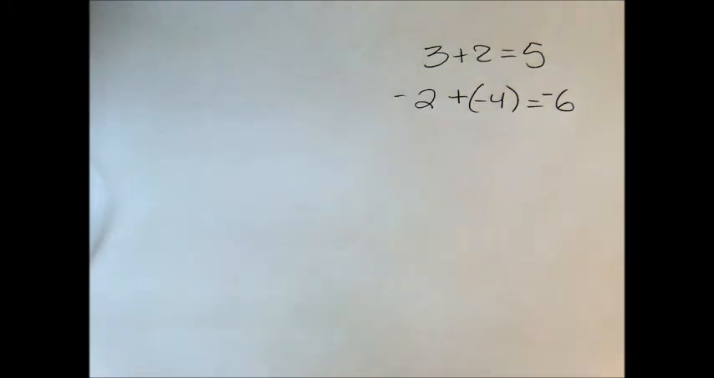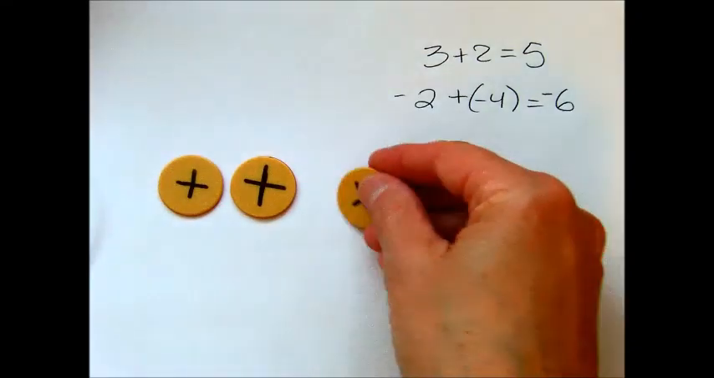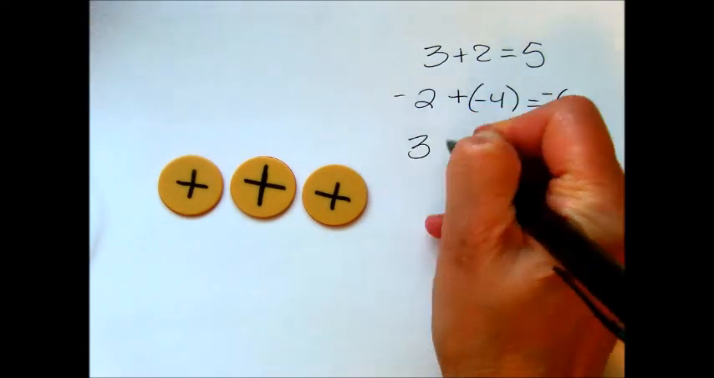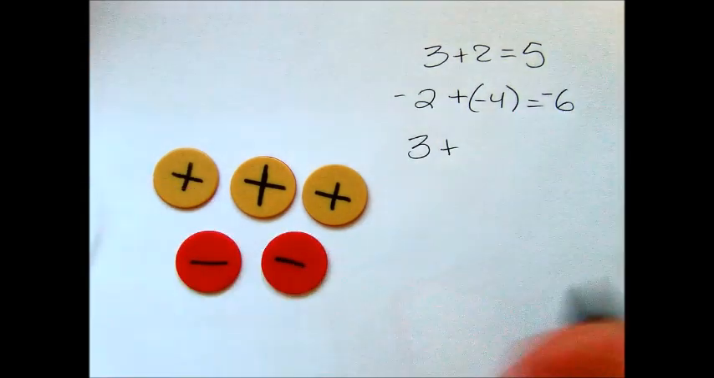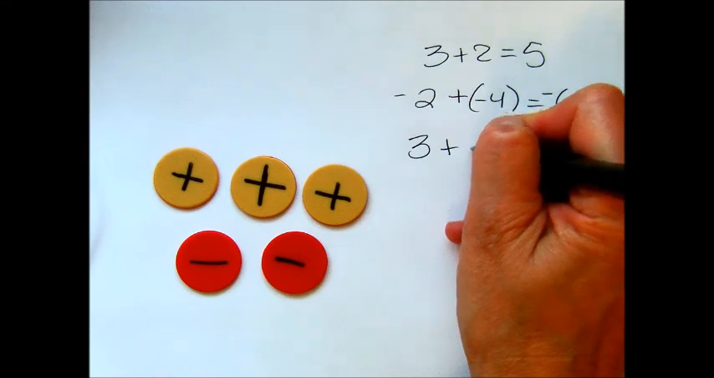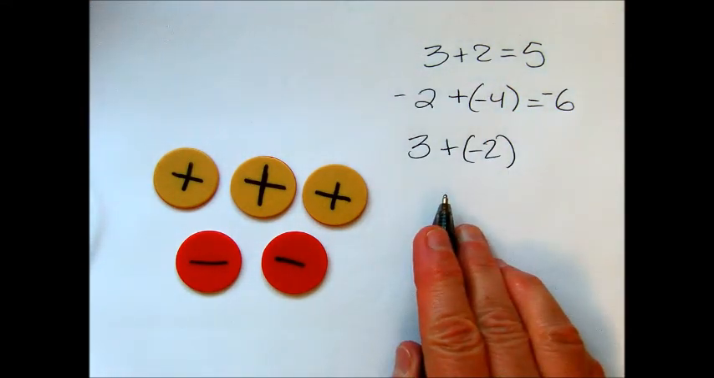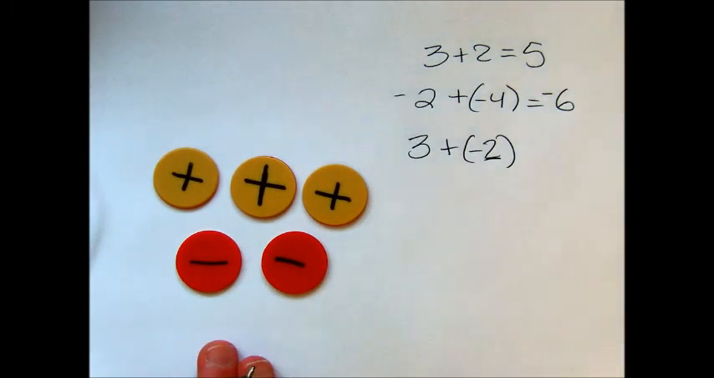So let's say we have 3 positives. Okay, 3 positives. And I'm going to add to that mix 2 negatives. Okay, so 3 plus negative 2. And that's what the problem's going to look like mathematically. But this is with the model.